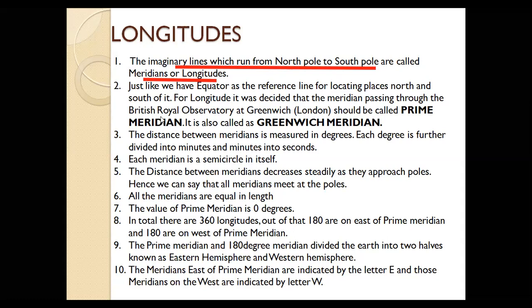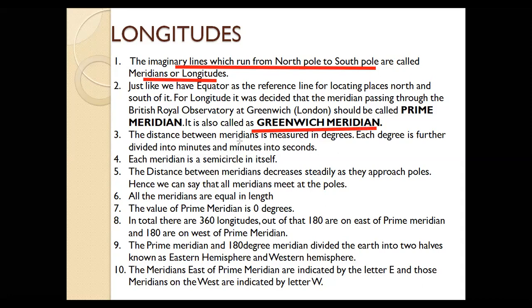तो लॉन्गिट्यूड के लिए ये डिसाइड किया गया कि जो लॉन्गिट्यूड और मेरिडियन ब्रिटिश रॉयल ऑब्जर्वेटरी के पास से निकल रही हैं, that will be called the prime meridian, because the British Royal Observatory is situated at Greenwich. Where is it situated? It is situated at Greenwich. That's why it is also called the Greenwich meridian.